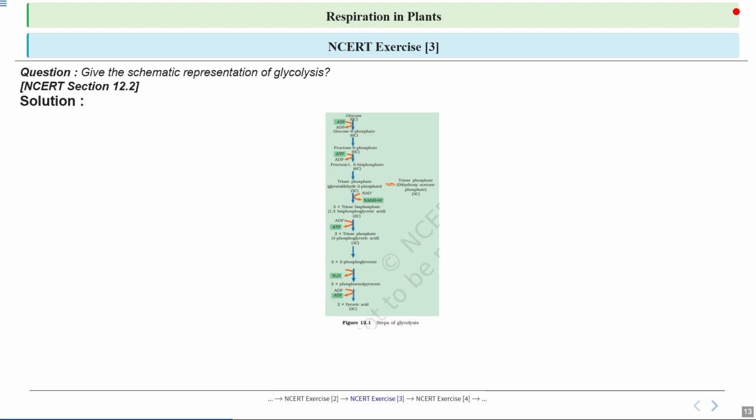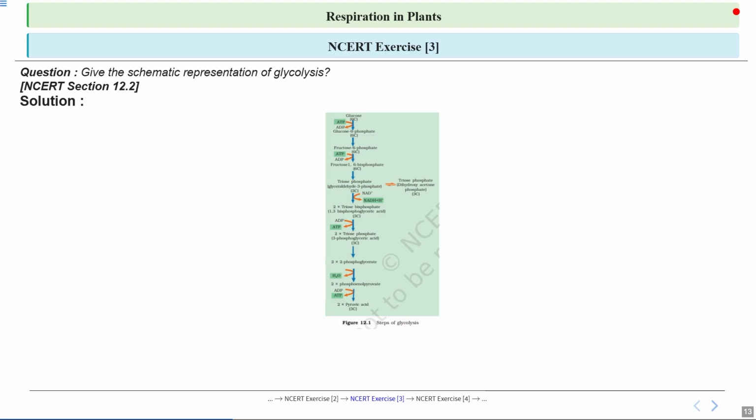In the next step, fructose 1,6-bisphosphate is converted to triose phosphates, that is glyceraldehyde 3-phosphate and dihydroxyacetone phosphate. So both of these are 3-carbon compounds. In the next step, glyceraldehyde 3-phosphate is converted to 1,3-bisphosphoglyceric acid. In this process, NAD+ is converted to NADH plus H+.